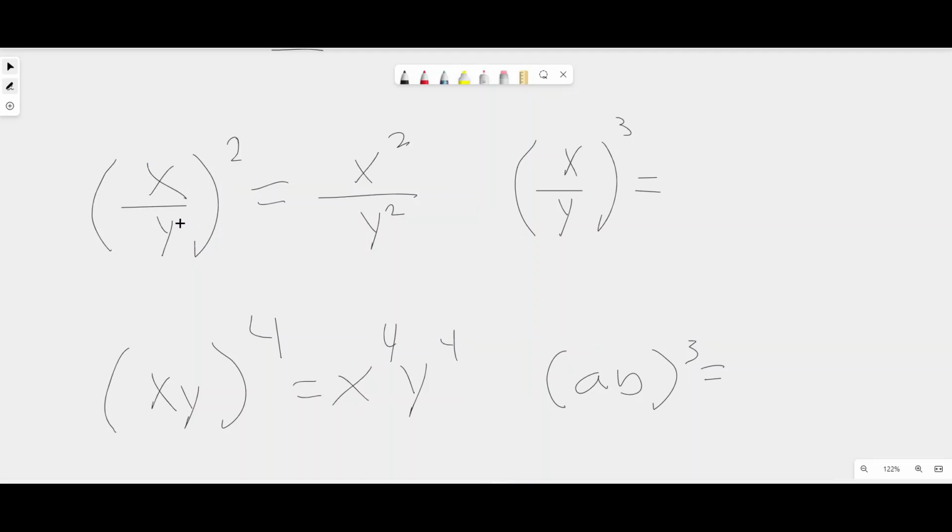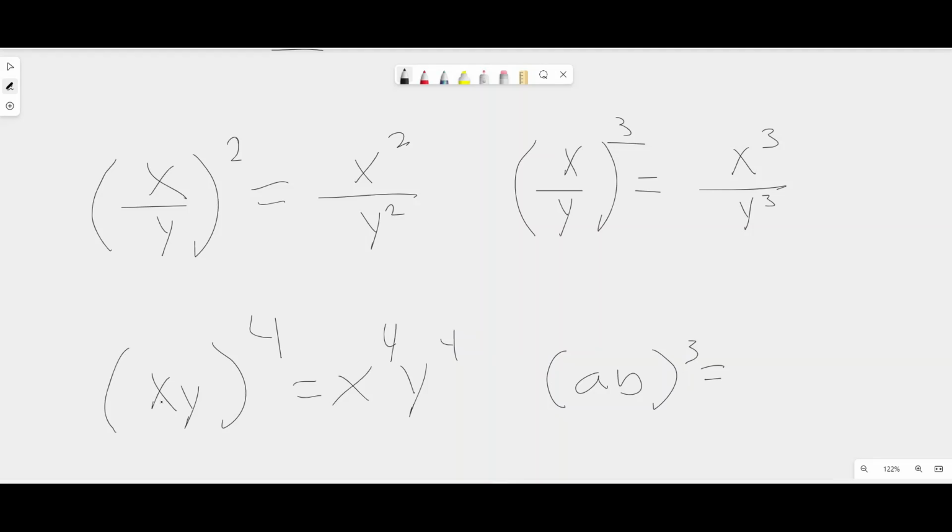The last two examples we're going to look at are what happens when you put a fraction to an exponent value and what happens when you put two variables to an exponent value. So we have x over y to the second power. All you do is distribute it to the top and the bottom. So we do x squared over y squared. We have an example on the right side, which is x over y cubed. All we do is distribute to the top, so x cubed, then distribute to the bottom, y cubed, and we get x cubed over y cubed as our answer.